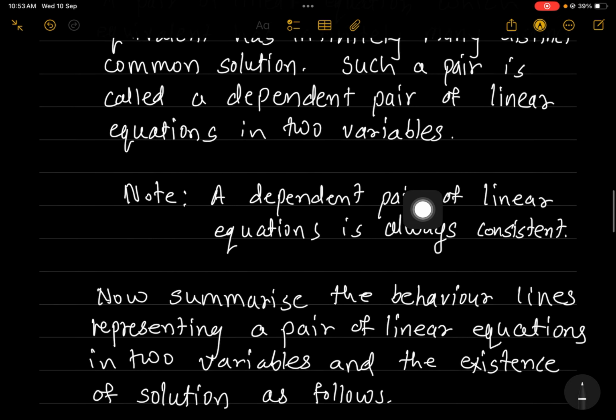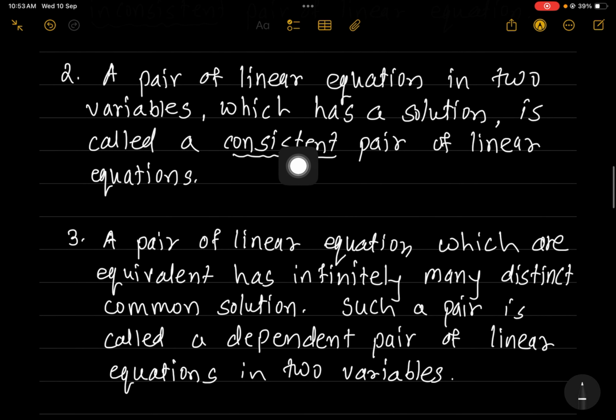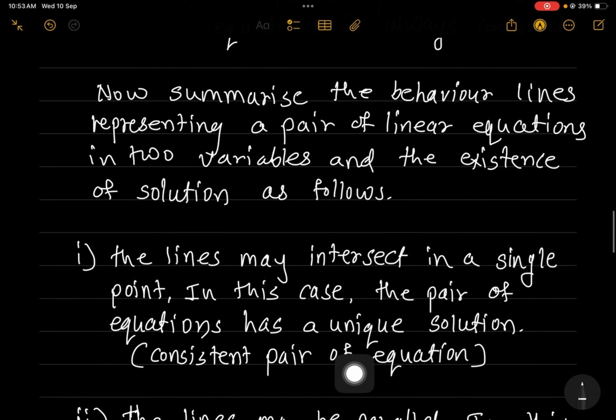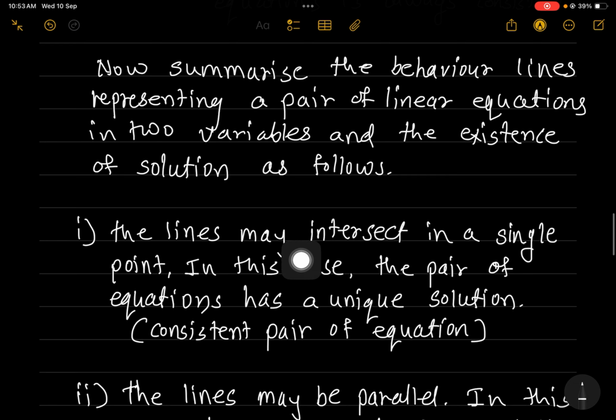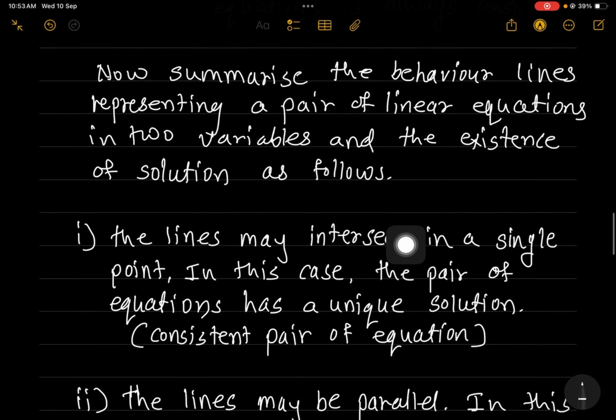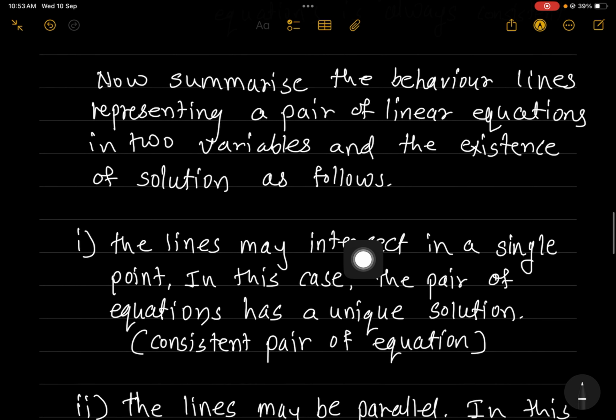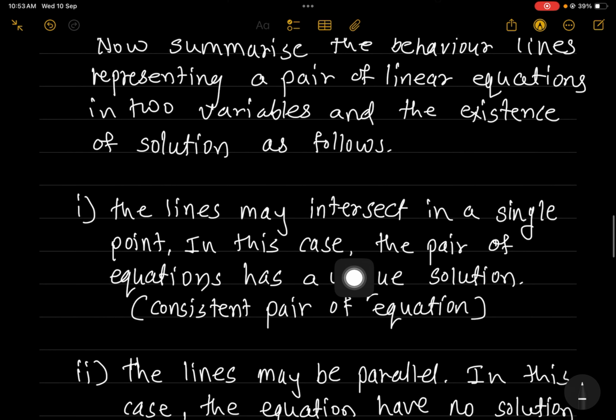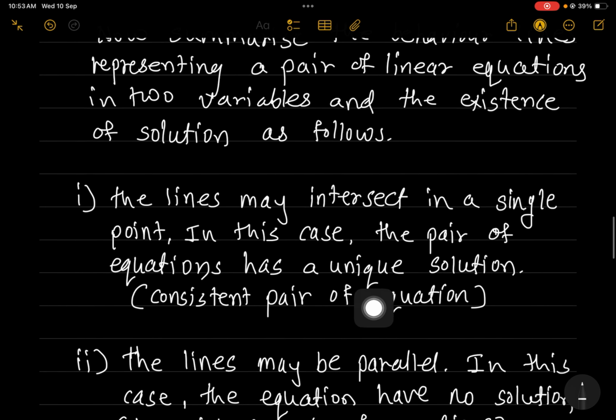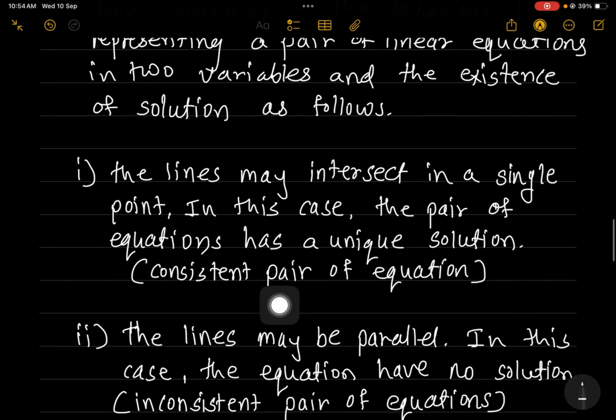We already studied consistent pairs. A consistent pair has a solution. A unique solution means a consistent pair, where the lines intersect each other. When we use a graph, we can see this, whereas if we solve only mathematically by expressions, it is not as easy to understand. When we draw the graph to solve the linear equations and the lines intersect, we get a unique solution. That pair of equations is a consistent pair.